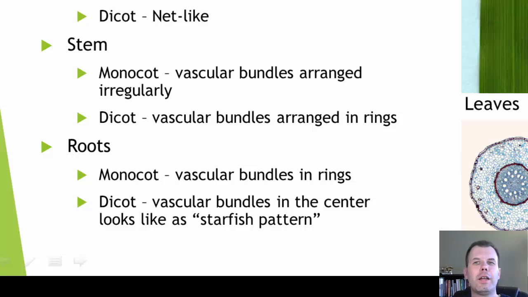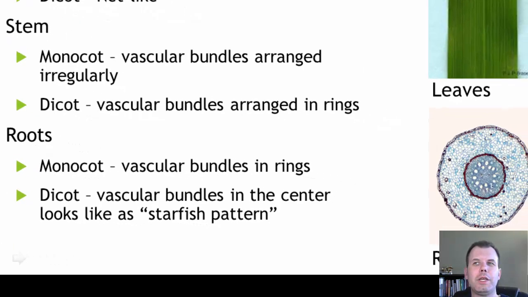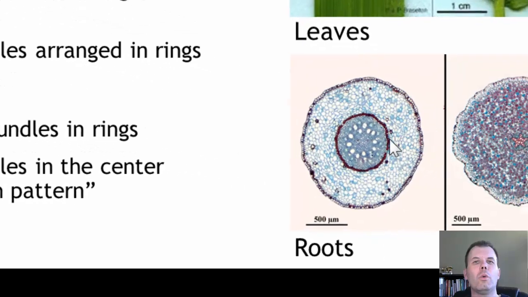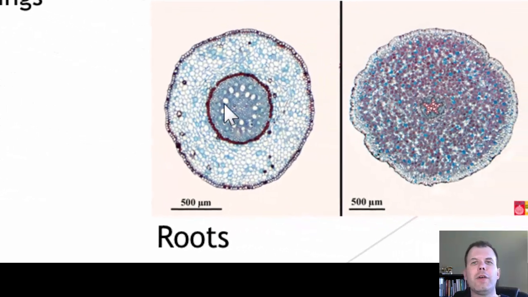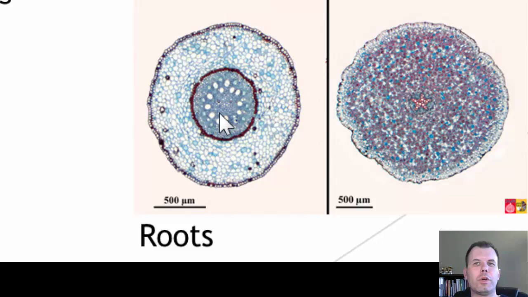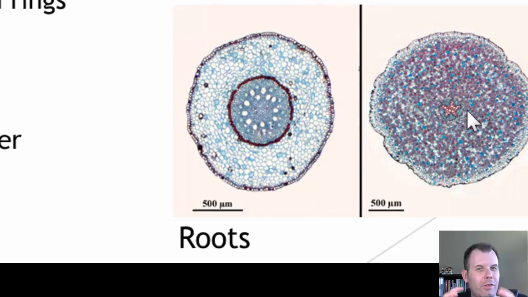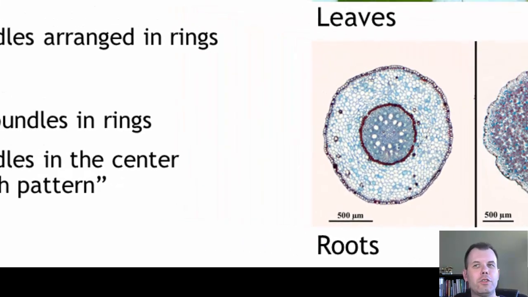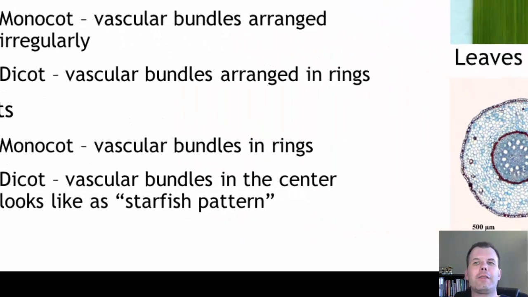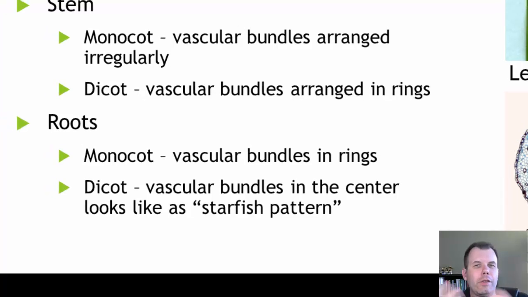Now, here's the kind of funny thing. We talked about the stems and being ring structure for the dicots. Well, in the roots of the monocot, we see vascular bundles and rings, and these rings are pretty closely packed in the center. Whereas in the dicot, what you look for is this little starfish. So when we zoom in here and we look at this, you can see this starfish in the middle. That's the vascular bundle, and so that should be a dead giveaway of the dicot, that starfish pattern. When you see the starfish or the little arms, that's the dicot. The monocot is rings in the root.